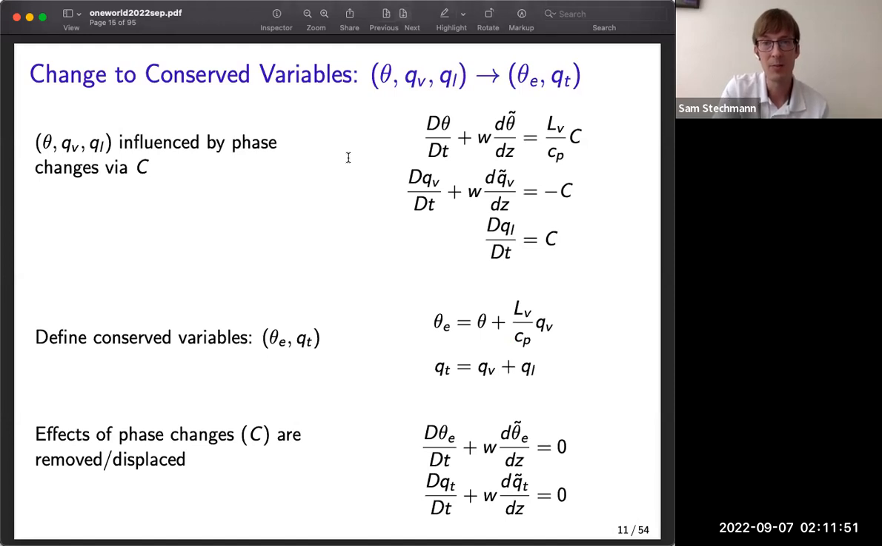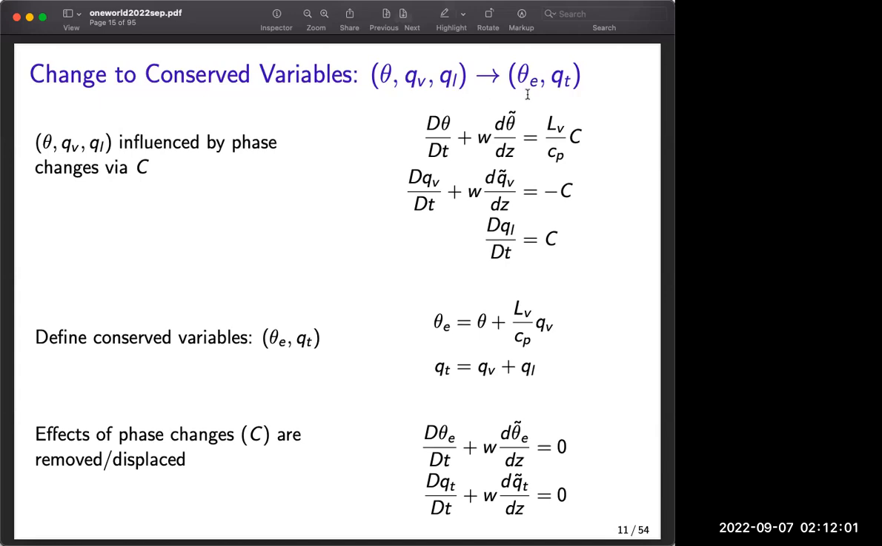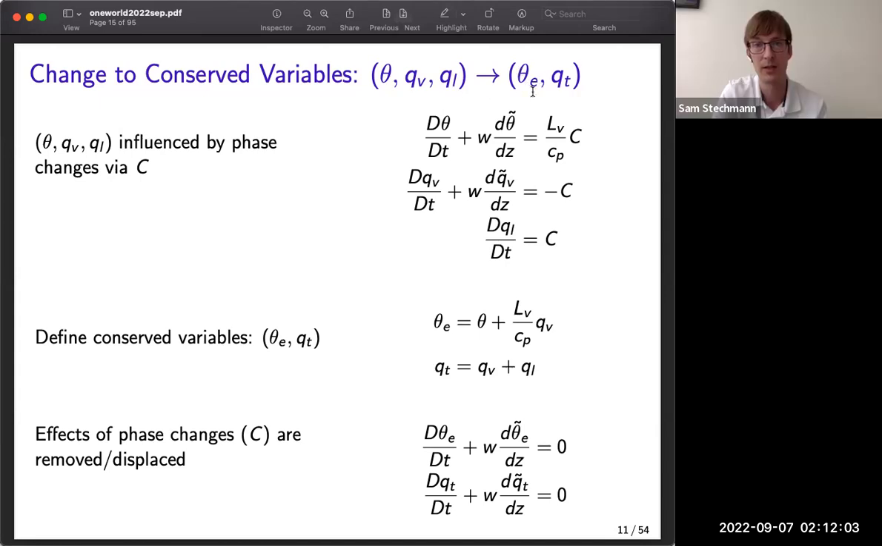Okay, so the first step is to use a different set of variables, which is going to make things easier. Rather than using potential temperature, water vapor, and liquid water, we're going to change to conserved variables: equivalent potential temperature theta E, and a total water QT. So we had these three evolution equations from the last slide, and now we define these new variables like this right here. And I'll start with the total water because it's a little easier.